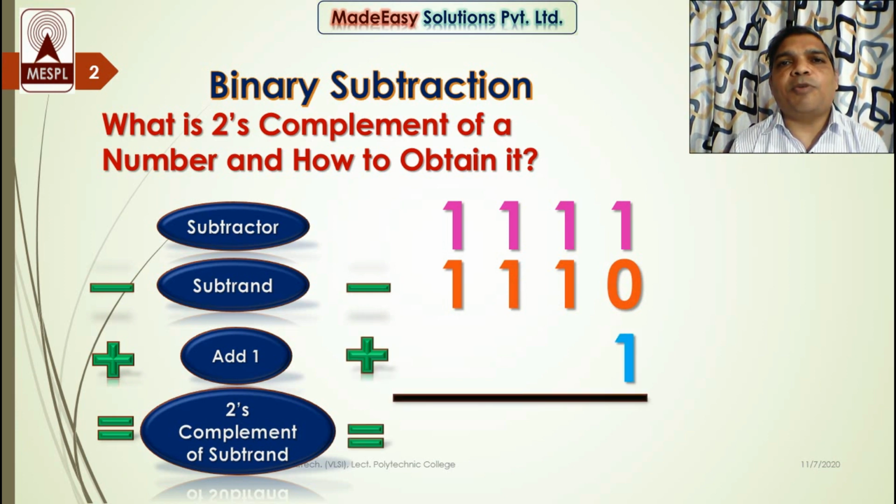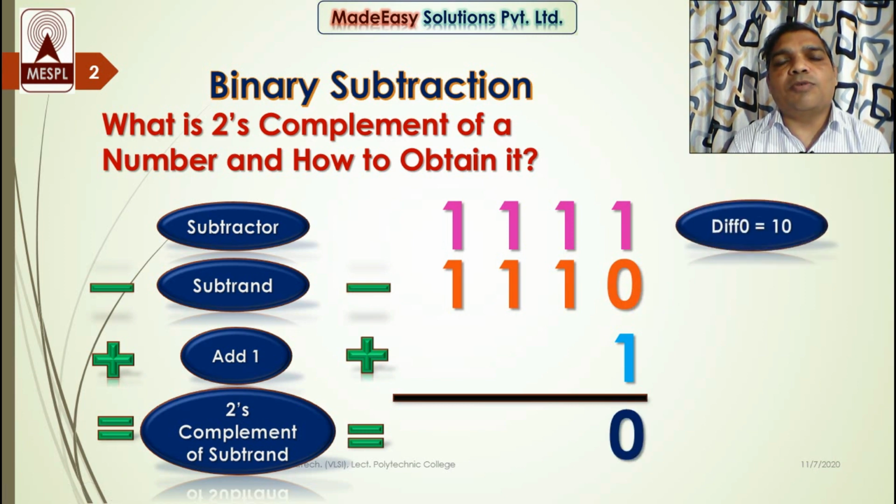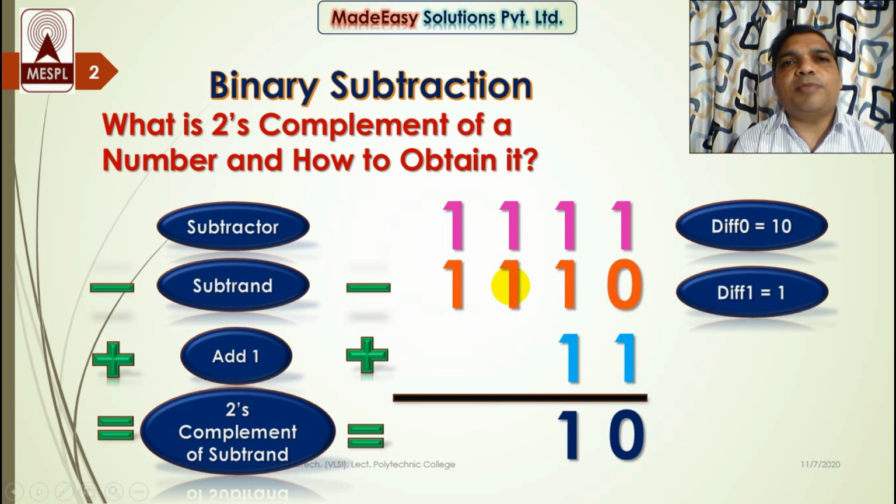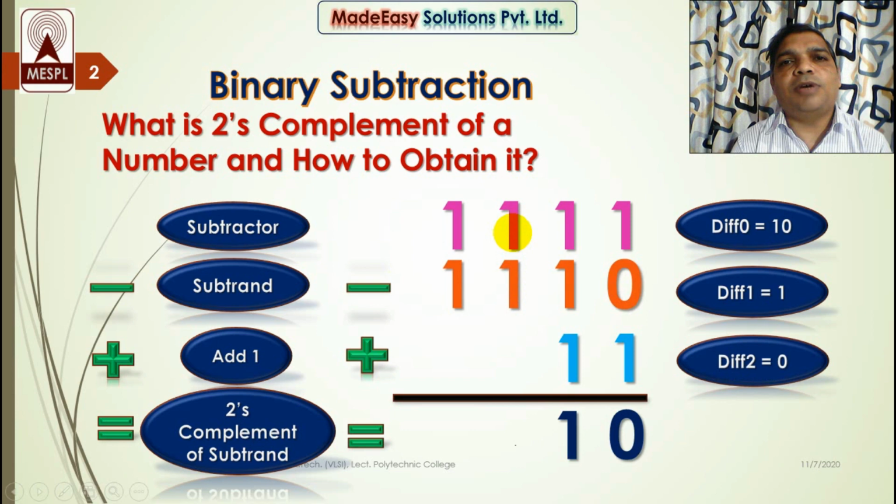So start the operation from the LSBs. First subtract 0 from 1, I will get the result 1, and then add 1 to the result 1, I will get the result 10. So 0 will be the result over here and 1 will be the carry for the next operation. Now subtract 1 from 1, I will get the result 0, and 1 added to 0, I will get the result 1. So put the result over here. Now subtract 1 from 1, I will get the result 0 and I will put it over here.